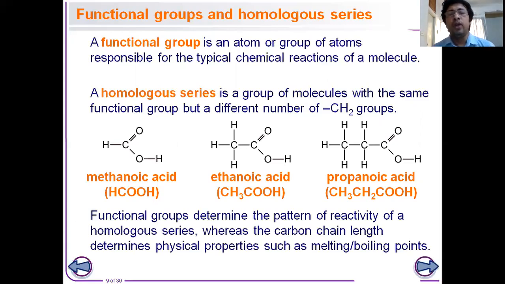In a homologous series, the functional group will determine the chemical properties, but the other part of these compounds, except the functional group, will determine the physical properties. For example, here, all the compounds contain COOH, that is the functional group. But if the number of carbon atoms is more, then their melting point and boiling point will be more as well, and their solubility will gradually be less. Okay, I'm going to change my slide.